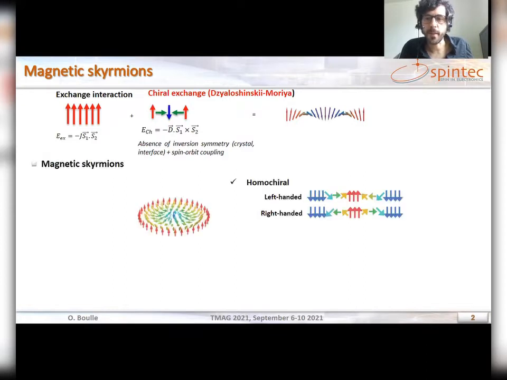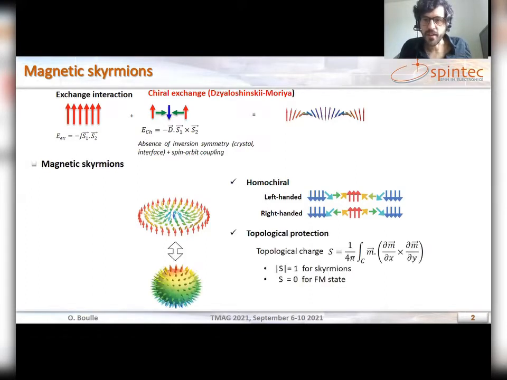So magnetic skyrmions are two-dimensional chiral whirlings of the magnetization. You can see here a schematic picture of a magnetic skyrmion, where the spins at the outer edge are oriented upward, the spins in the center are oriented downward, and as you move along the skyrmion diameter, the spins are continuously rotating, describing this spin spiral with a given sense of rotation. So it's a chiral object, and this chirality is driven by the Dzyaloshinskii-Moriya interaction.